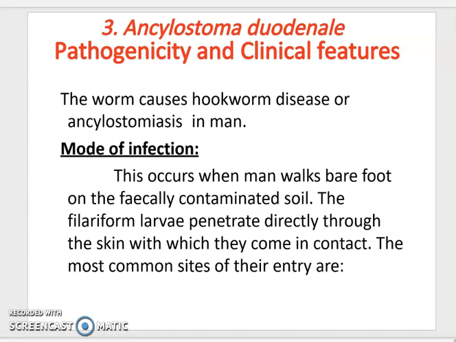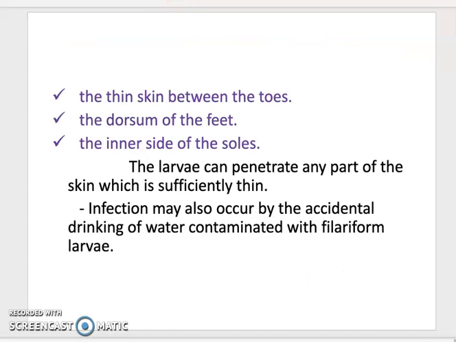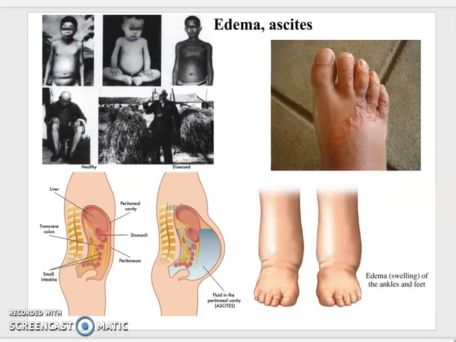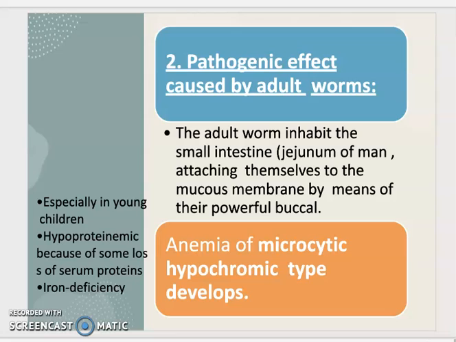So welcome back, students. We will just continue with the third parasitic nematode, Ancylostoma duodenale, which is commonly called a hookworm. We have finished the mode of infection, which comes under the pathogenicity of this worm. We have discussed all these points, and we will continue with the pathogenic effect caused by the adult worm.